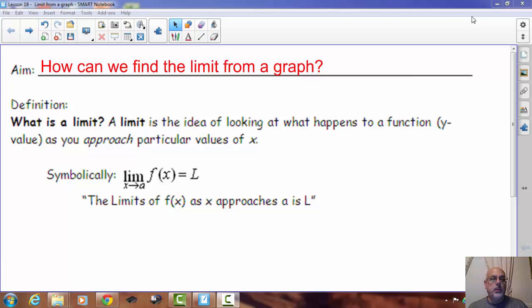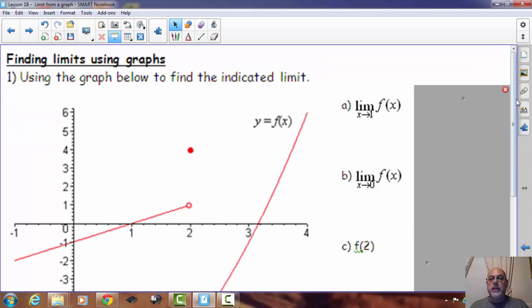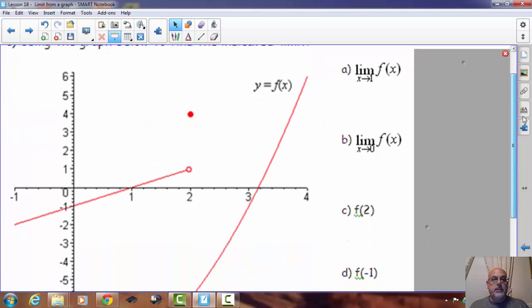Symbolically we would write it with a LIM for limit. We would read this as the limit of f of x as x approaches a, whatever the value of a is. And we would say that the limit as x approaches a is L, whatever that number is. So let's take a look at a graph and see if we can find the limits.